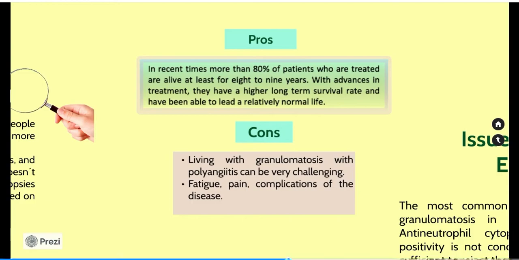Pros and cons. Pros: in recent times, more than 80% of patients who are treated are alive at least 8 to 9 years later. With advances in treatment, they have a higher long-term survival rate and have been able to lead a relatively normal life. Cons: living with granulomatosis with polyangiitis can be very challenging. Fatigue, pain, complications of the disease.